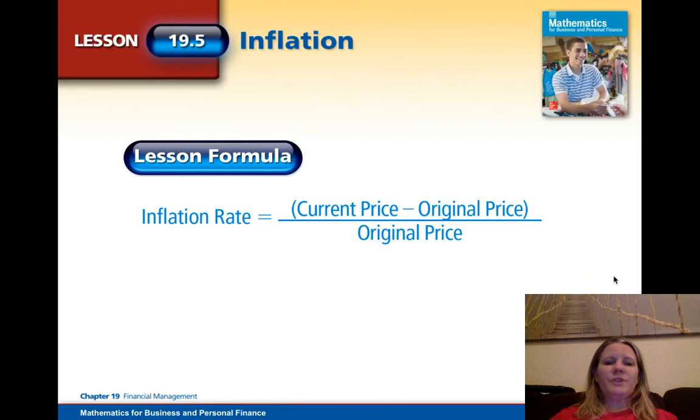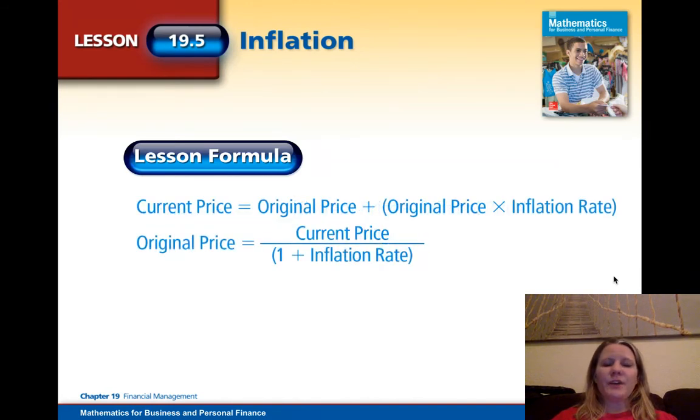So for inflation, you're going to take your current price, subtract your original price, divide by your original price. So this is a part over whole type of formula where we can find a rate. So remember, when we're dividing in this class, usually we come out with a rate at the end.